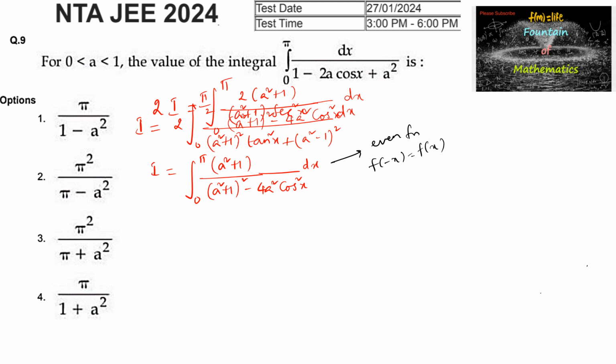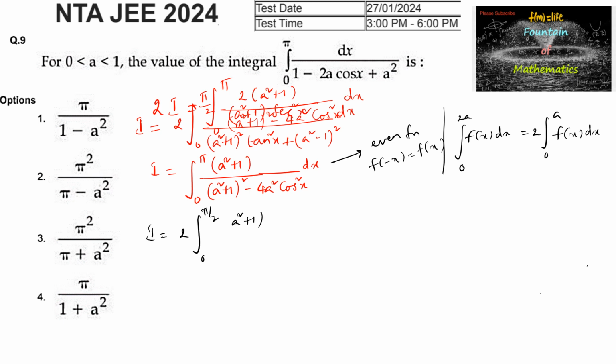So we can consider this function as an even function, and we have the property integral 0 to 2a of f of x dx is equal to 2 times integral 0 to a of f of x dx, and hence we can write I is equal to 2 times integral 0 to pi by 2 of (a square plus 1) upon (a square plus 1) whole square minus 4a square cos square, we can write it as 1 upon secant square x dx.